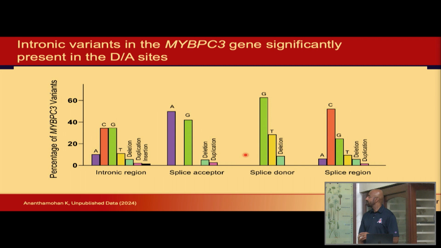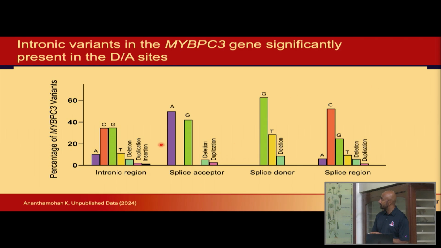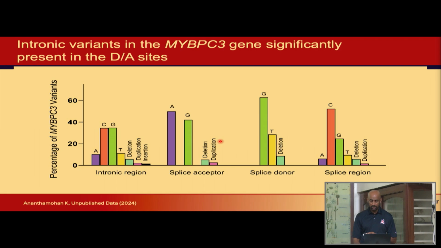We then looked into myosin binding protein C, using the database to see how many genetic variants have been reported in the literature at the splice acceptor and splice donor sites. Clearly there are plenty of mutations, so it's an important region to study.